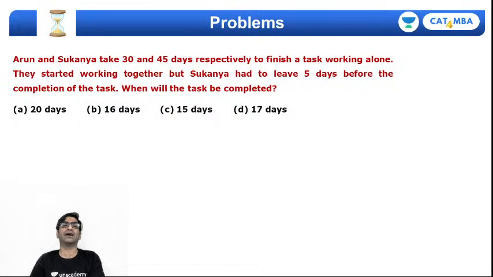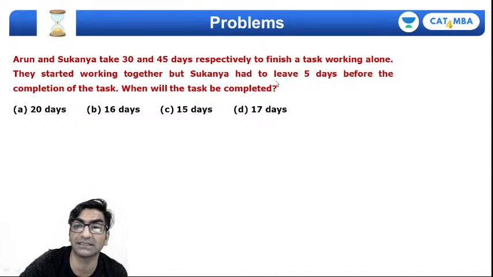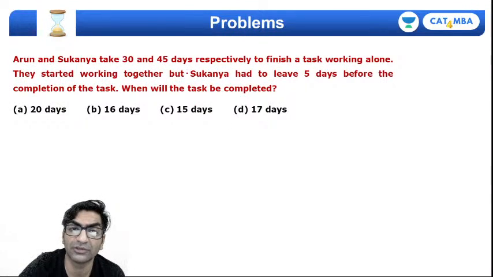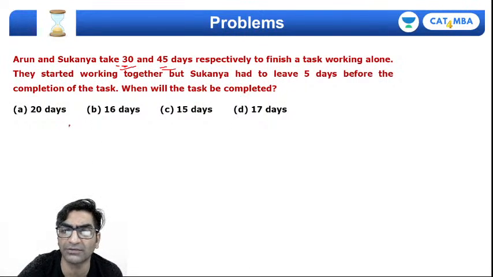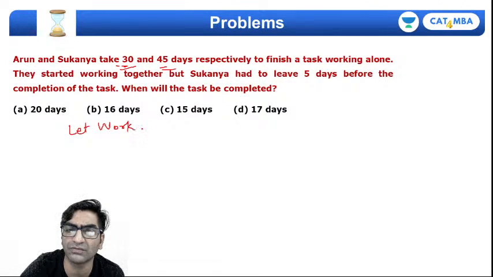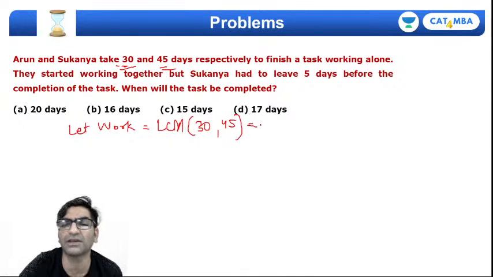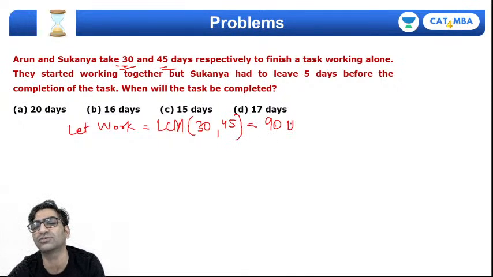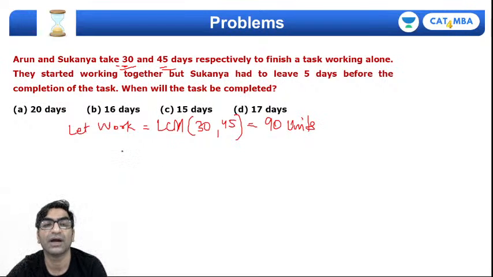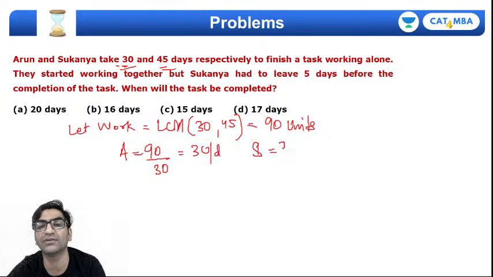Let's take an example. Let's say Arun and Sukanya. This one says that Arun and Sukanya take 30 days and 45 days respectively to finish a task when they work alone, right? So you're given 30, you're given 45. We'll start the question the same way. Let the work be the LCM of 30 and 45. If you multiply, 30 into 3 is 90, 45 into 2 is 90. So 90 is that convenient value, and this means that Arun's rate will be 90 divided by 30 days. That's 3 units every day, and Sukanya will do 90 upon 45. That's like 2 units every day.